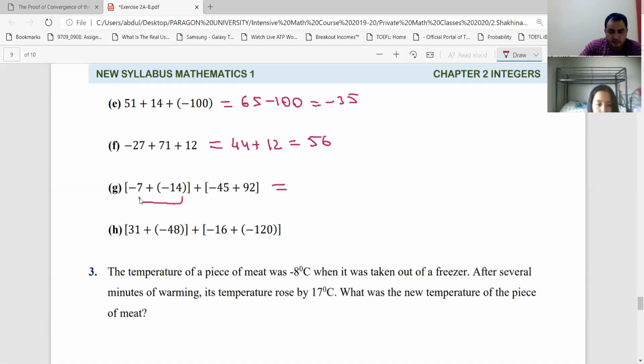First, simplify this, then add them together. What is negative 7 plus negative 14? Shahina, this is a negative number, we are adding 2 negative numbers. So what is it? Negative 27, or 21? Oh, negative 21. Negative 21 plus, how about negative 45 plus 92?